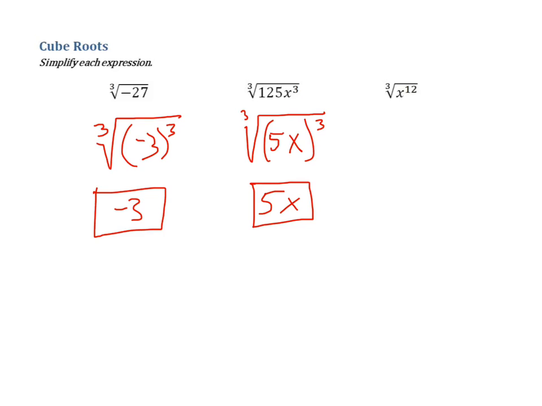Now, same idea here. We want to ask ourselves, what can we cube to get x to the 12th? And that ends up being x to the 4th, because power to power we multiply. Cube root cancels out the cubed, and we get x to the 4th. Again, don't need to worry about absolute values when you're talking about x cubed. Well, let's try a higher index now.